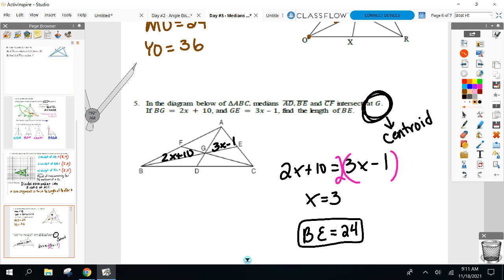Is there a reason why you're not putting a line above the letters? Usually when I talk about the length of it, I leave it off. Am I going to mark you off, Niara? No, I'm not. You want to put the line segment symbol on? Go right ahead. Okay?